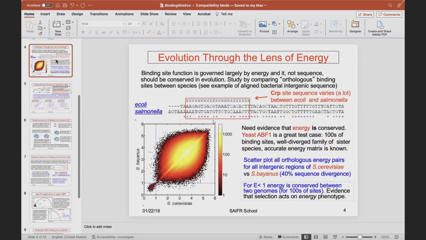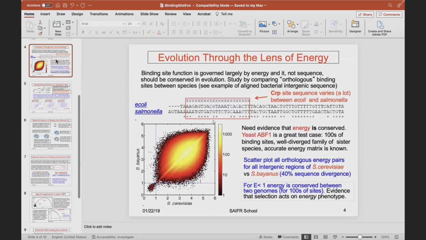That's what that shows. However, there's a subpopulation, a small number of sites where the energy of that site in species 1 is the same as, or closely related to, the energy of that site in species 2. Okay, that's the idea.